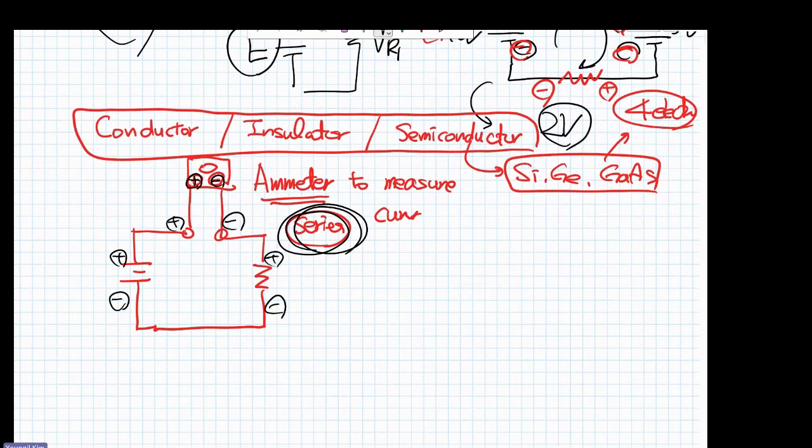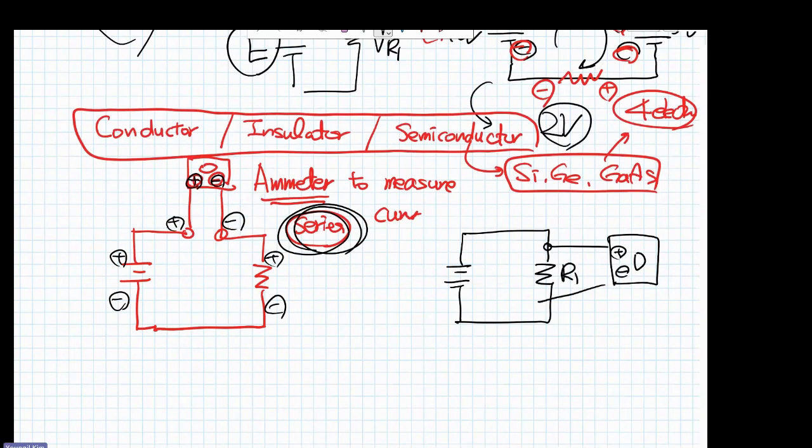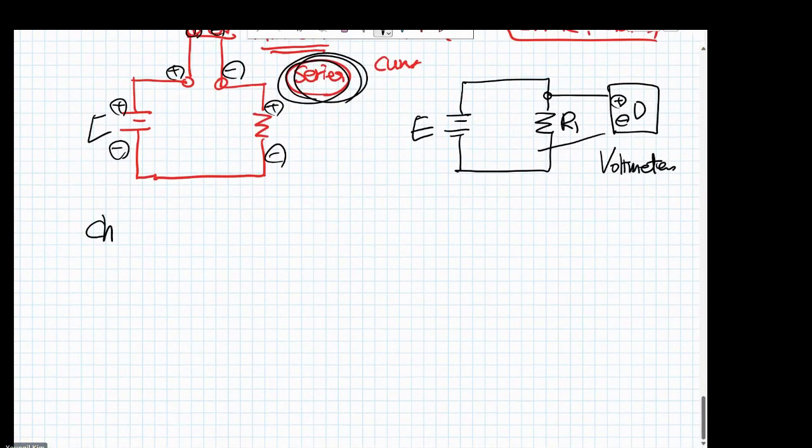Okay? And how about this one? The voltage meter, or voltmeter, is connected in parallel. Like this one. Plus, minus. This is the voltmeter. You have to know the connection, in series or in parallel, okay? All right. And then go to chapter 3.